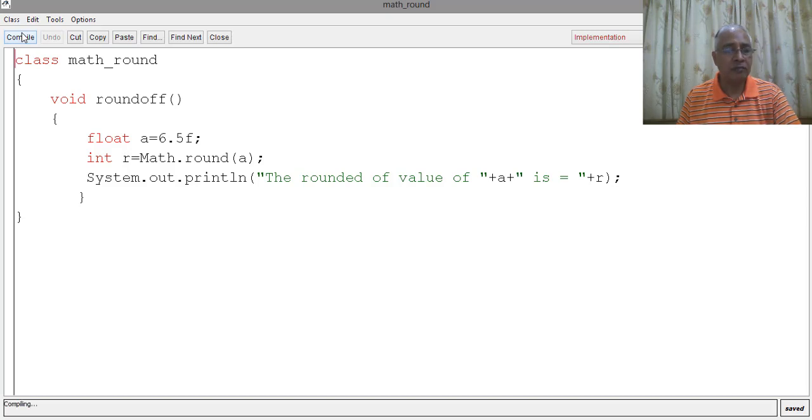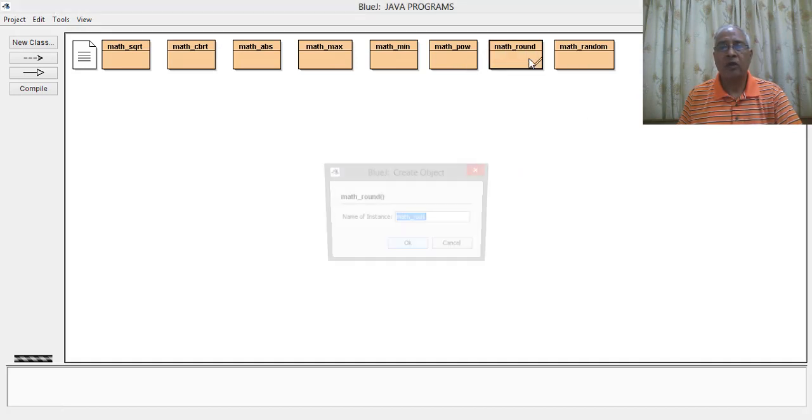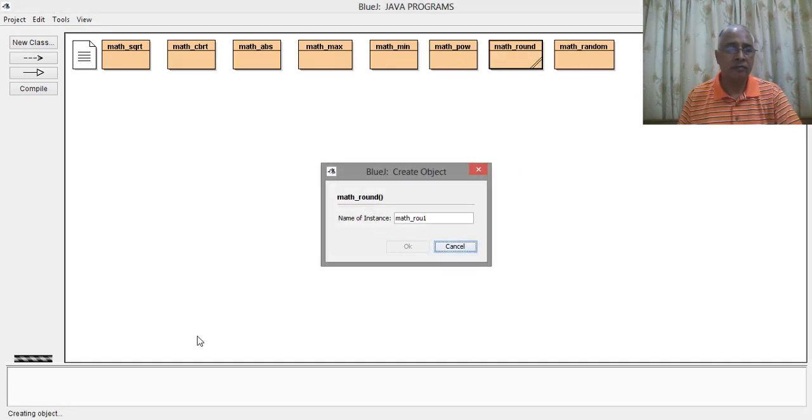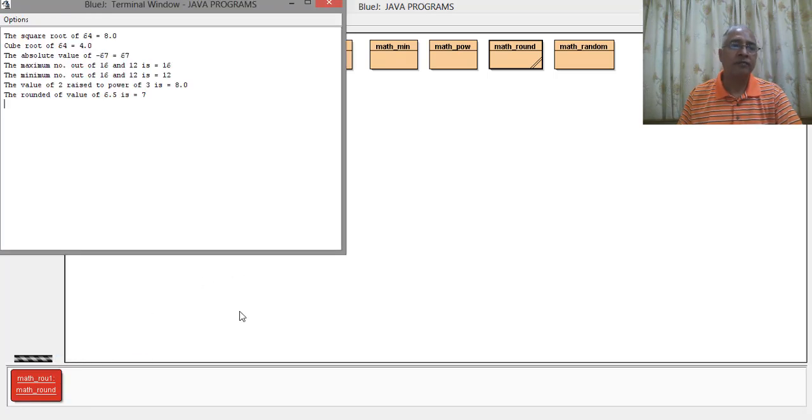So we will again compile this program. After compilation, we close it. We again make the object. After the object, we run the function round off. Again, the rounded off value of 6.5 is 7. This is the answer. So the rounding off is done successfully.